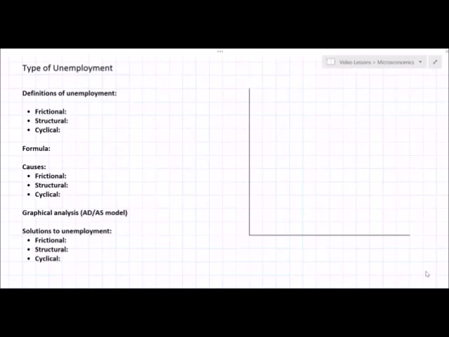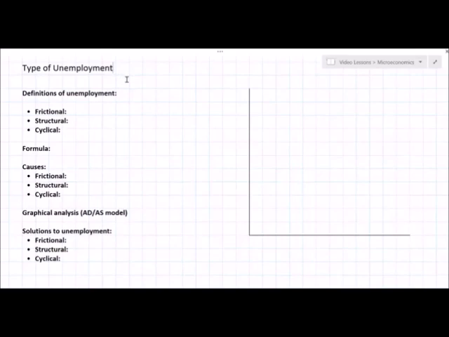We're going to be looking closely at unemployment. We're going to define unemployment, look at the different types of unemployment a country's economy might experience, talk about the formula for calculating the unemployment rate, identify some of the causes, do a graphical analysis using an AD-AS model, and finally we'll outline some of the solutions to the different types of unemployment that might exist.